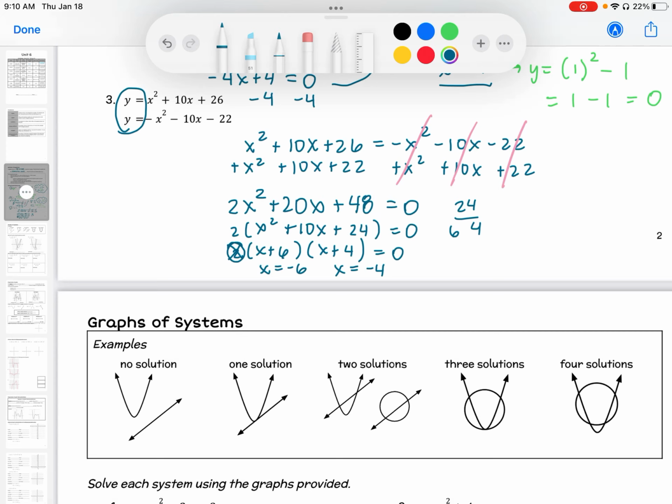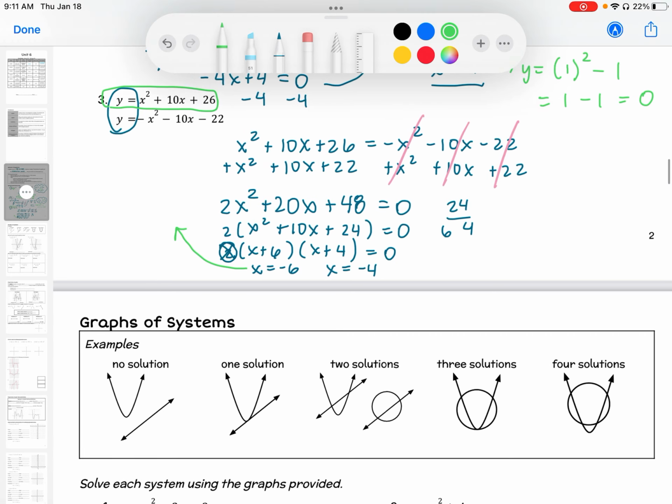So remember, it's the opposite sign. And then we're going to go ahead and plug these in. They're kind of both ugly equations, like they're not the best to plug something into. So I'm going to plug it into the first one just because there's no negatives. So it makes it a little bit easier. So I'm going to plug negative 6 in first. And hold on, let me set up our ordered pairs. So we're going to have two solutions here. So we're going to have negative 6 comma something and negative 4 comma something.